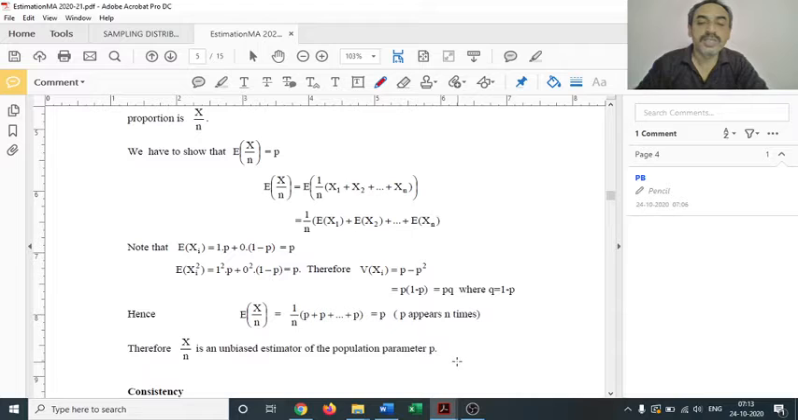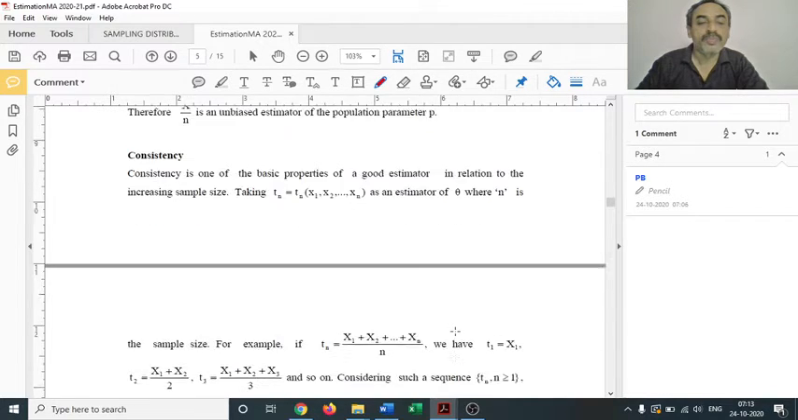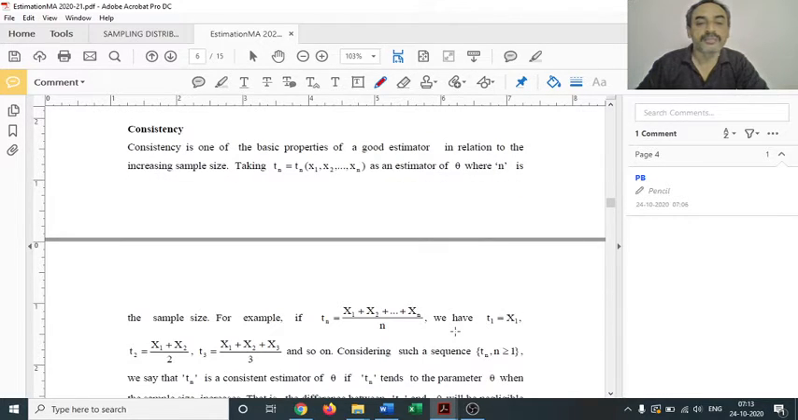So when we consider here three examples, one is sample mean, second sample variance, the third is sample proportion. Sample mean is an unbiased estimator of population mean. Sample variance is a biased estimator of population variance, but it may be asymptotically unbiased. Sample proportion is an unbiased estimator of population proportion. So the next property is consistency.